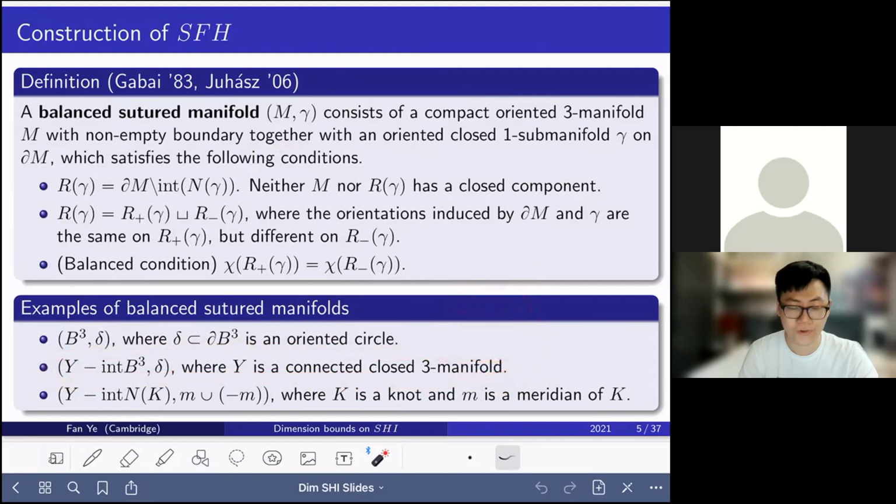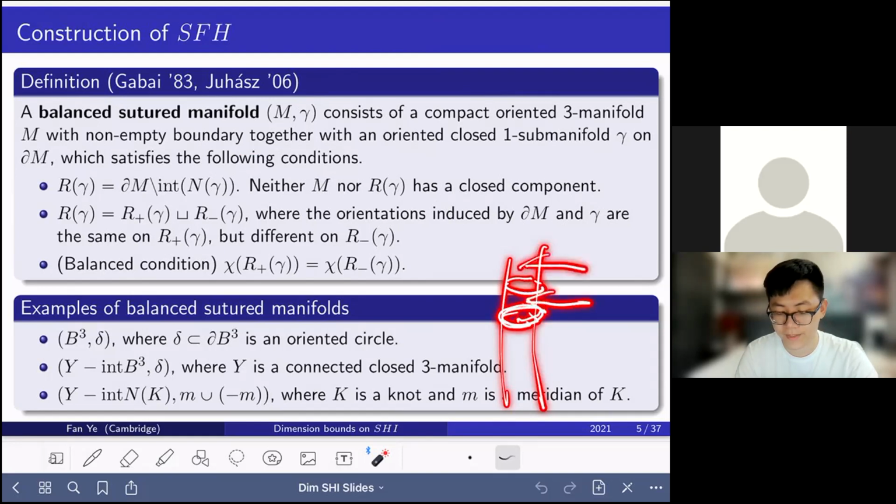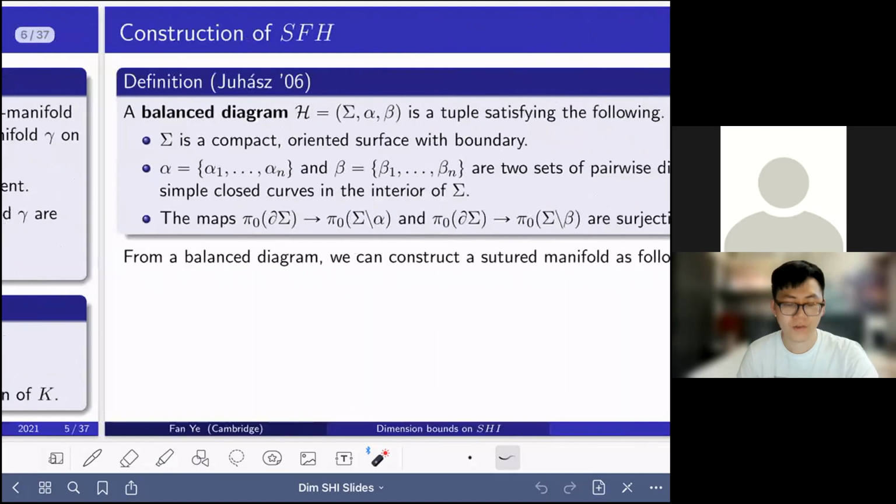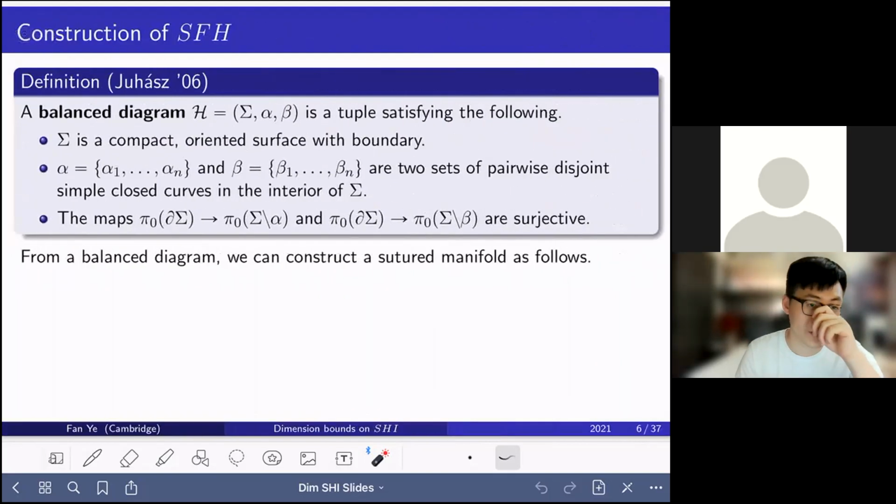Also, say for a knot in a three-manifold Y, we can remove the neighborhood of the knot and then add two meridians on the boundary. So in this case, we also get a balanced suture manifold because now R plus and R minus are just annuli and they have the same Euler characteristic. Okay, so then let's go to the definition of suture Floer homology.